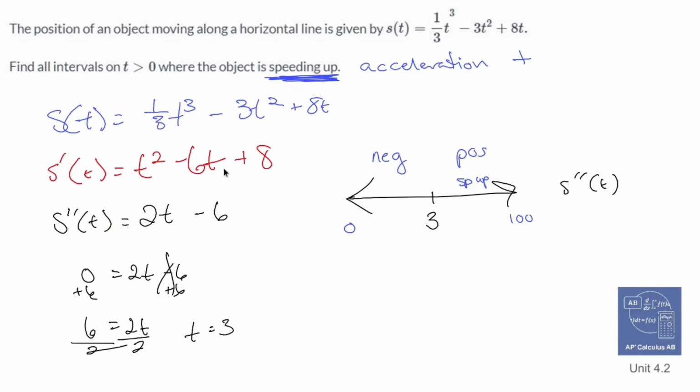So this is speeding up at time t is greater than 3. Do I not have units of seconds? I don't know, it doesn't say anything. So at time t greater than 3 is where I'm speeding up. Do I include 3? No, because at 3 the acceleration is 0, which means at 3 it's neither. Okay, so that's how you find where an object is speeding up.